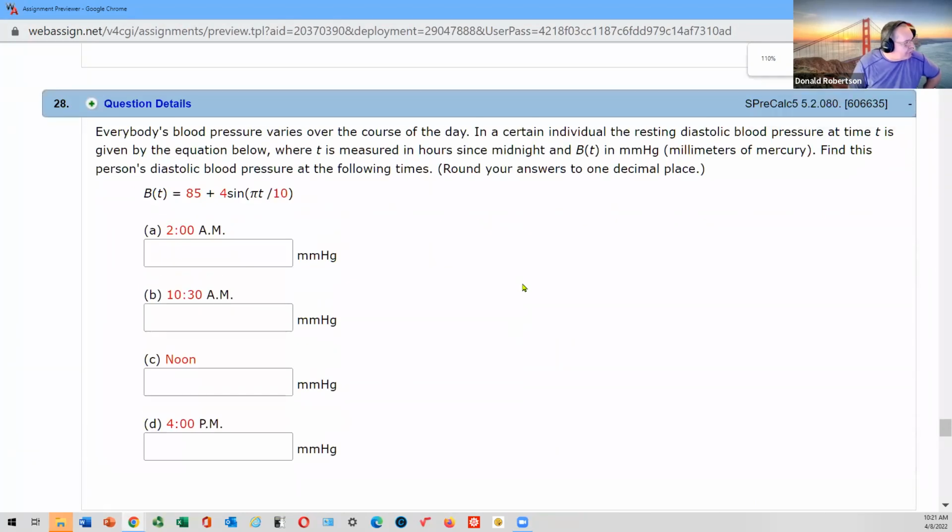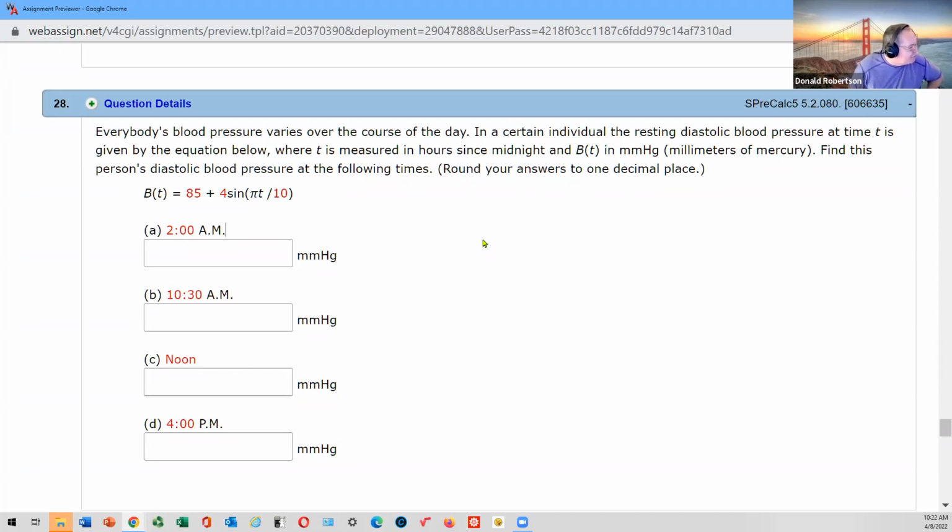Right, so everybody's blood pressure varies over the course of the day. We all learn something. That kind of makes sense. Do you know when you're sleeping, isn't your blood pressure probably going to be a bit lower because you're rested, right? And then you're waking up, it picks up. That's what they're getting at. In a certain individual, the resting diastolic blood pressure at any given time t is given by this equation here. So their blood pressure at time t is given by 85 plus 4 times the sine of this ugly fraction.